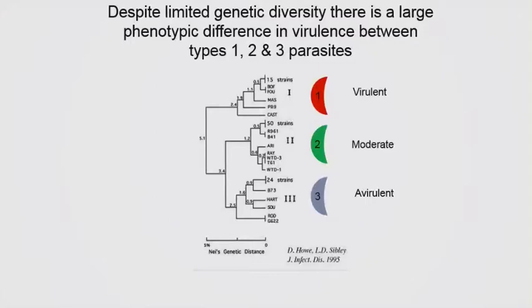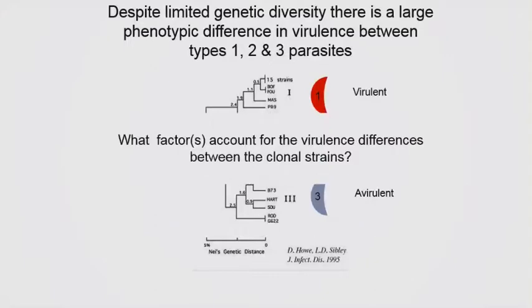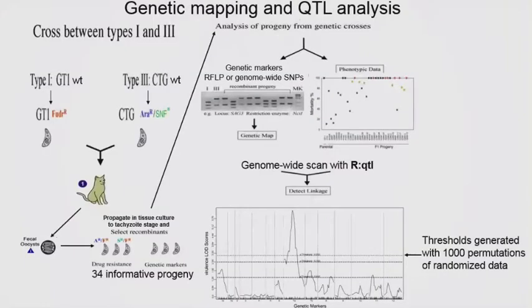Type 2 were moderate, depending on the parasite load and the mouse background, and type 3 were essentially avirulent. You can inject 1,000 parasites into any mouse, and they won't even get sick. So what is the genetic difference that's causing these virulence changes? What factors account for this? We can use this idea of a genetic cross, or sexual recombination in a cat, to do QTL analysis, quantitative trait loci mapping.